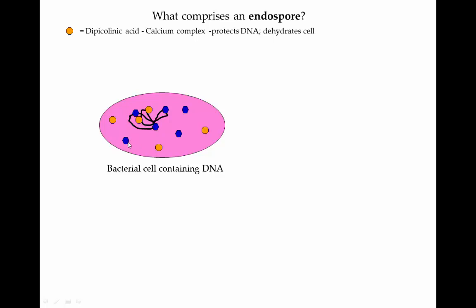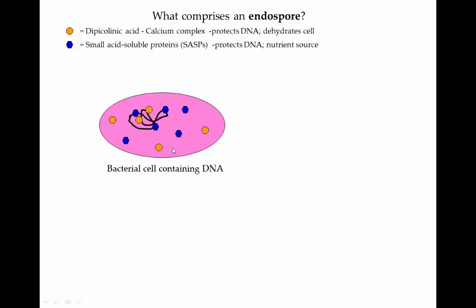The second molecule that's really important in protecting the DNA is called a small acid soluble protein, and you can call them SASPs for short. SASPs also help protect the DNA, but in addition to protecting the DNA, they also act as a nutrient source. So I like to think of SASPs as an endospore's packed lunch, because eventually, when that endospore germinates and becomes a vegetative cell or a metabolically active cell, it's going to need some kind of energy source in order to make that transition.